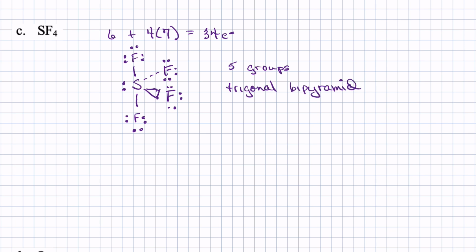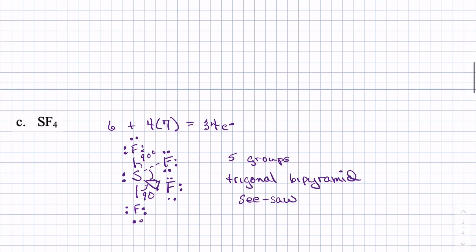And that means, in this case, the seesaw, that's going to correspond to a seesaw structure. And the bond angles between the axial fluorines and the equatorial fluorines are going to be 90 degrees, actually a little bit less than 90 degrees. And that's important to note. Of course, the non-bonding pair of electrons tends to squeeze those things together.